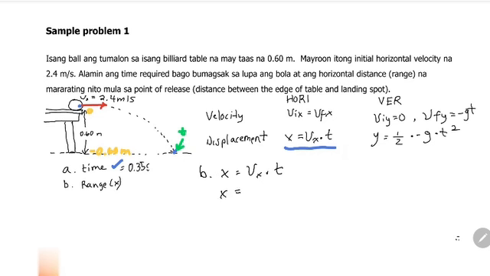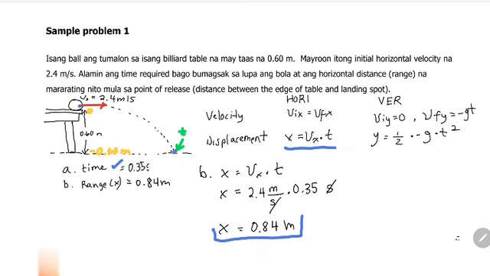X, that's what you're looking for. V sub x is also the same with the initial velocity na binigay sa atin, 2.4 meter per second. Times time, which is 0.35 seconds. Cancel the seconds. You will get 2.4 times 0.35, 0.84 meters. That's your range. So it was able to cover a distance of 0.84 meters. Horizontal distance of 0.84 meters. Okay, that's the first one. Let's take a look at the second one.